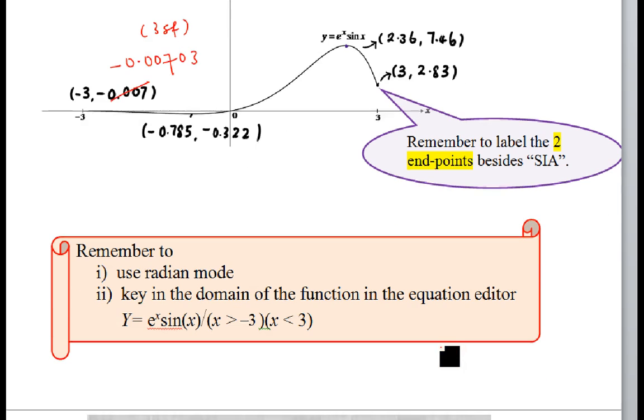Okay, another way of doing it is really you can use the divide function. It's actually not divide, it's just a syntax whereby you tell the GC, I want to sketch this for X greater than -3 and X smaller than 3. Another way to do it. So if you key in this to your GC, the GC will truncate all the other parts of the curve. That means X smaller than -3, there's nothing. X greater than 3, there's nothing. Follow? Can?